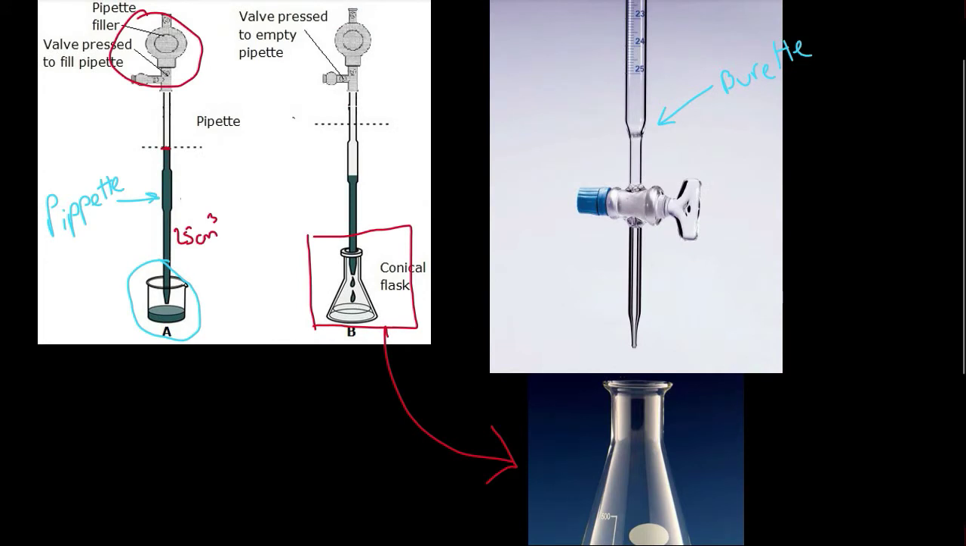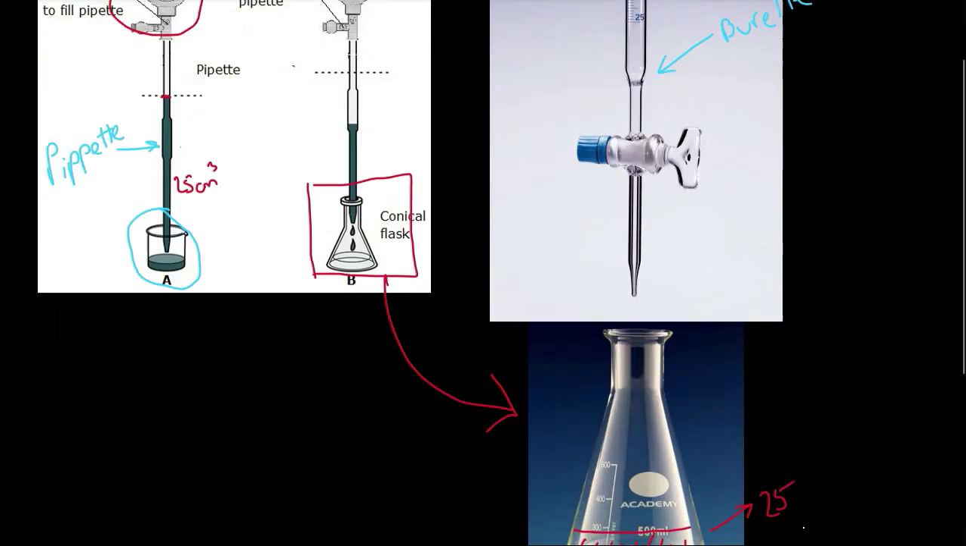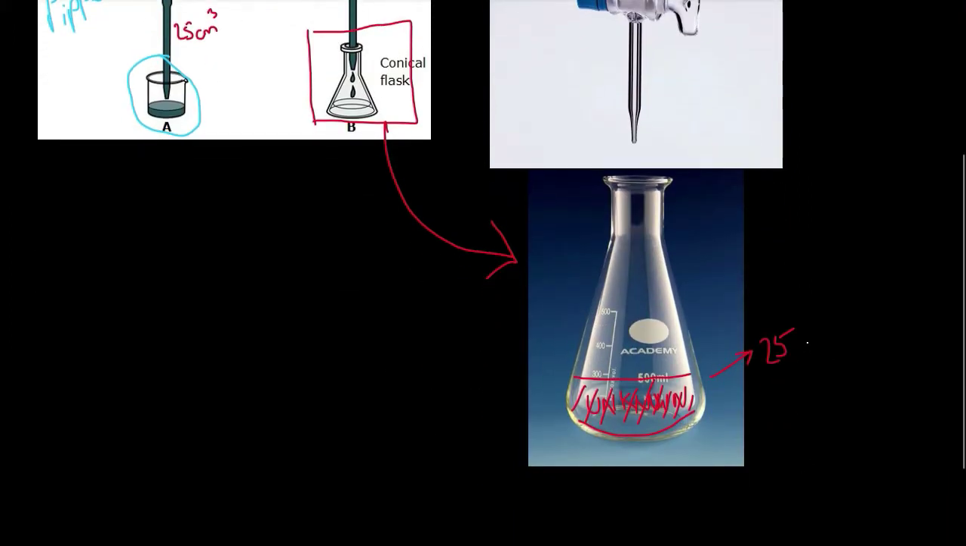So you have taken, say, 25 cm cube of your unknown solution here. Unknown as in you don't know the concentration of it. You have no idea what the concentration is. But you know the volume. You have just used a pipette to transfer 25 cm cube of that solution into the conical flask.